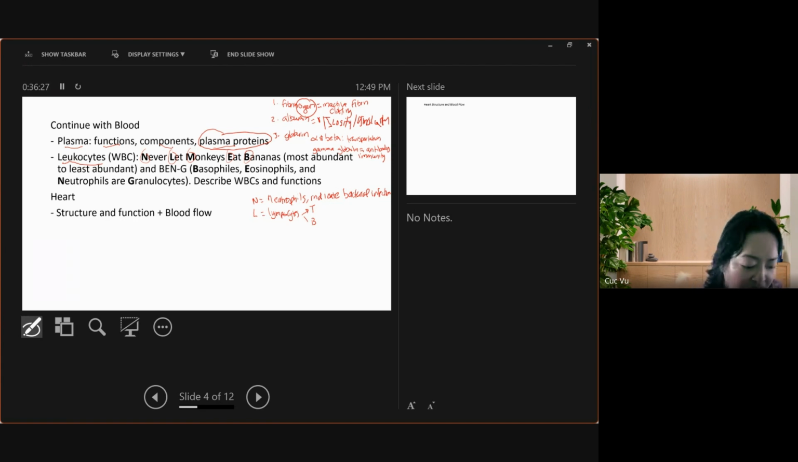The lymphocytes become T cells and B cells, but essentially the lymphocytes are your main immunity. They're going to protect you against cancers, they're going to protect you against viruses, and they're going to protect you by producing antibodies. That's why your lymphocytes are kind of like your main immunity.